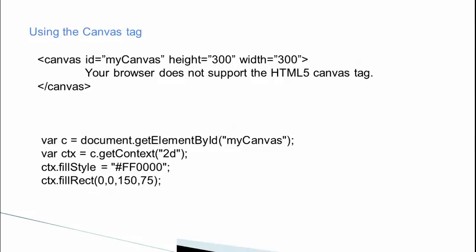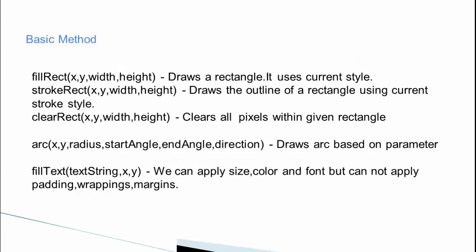Here we're going to discuss the 2D context of Canvas. Then we are applying the style, and then we are doing ctx.fillRect. So 0, 0 is the starting coordinates, and then 50, 75 is the width and height for that rectangle. These are all basic methods for HTML5 Canvas.